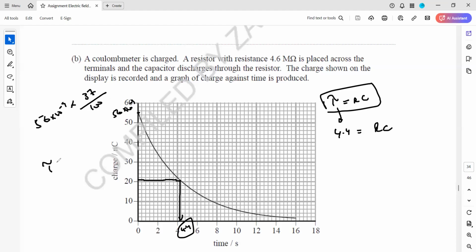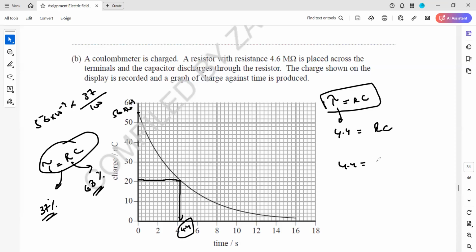So this time constant 4.4 is equal to RC. What is the meaning of the time constant? The time constant, which is equal to RC, is the time taken by the capacitor to discharge to 37% of its original value when it is discharging. But when it is charging, it is the time taken by the capacitor to reach 63% of the original value. So it will be 4.4.